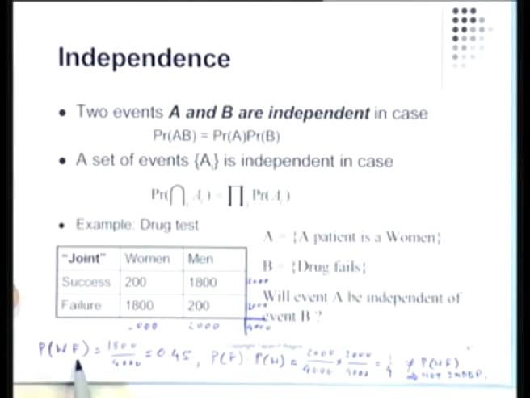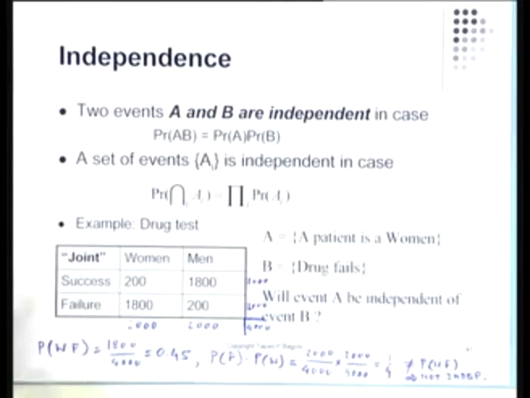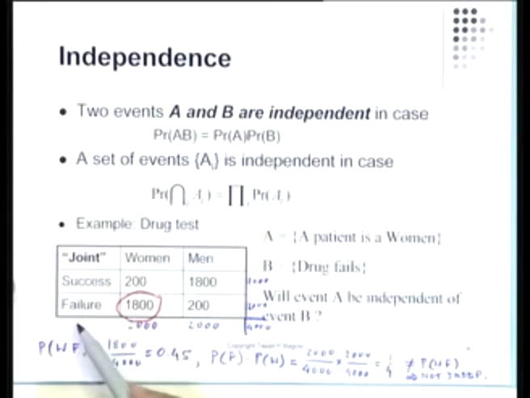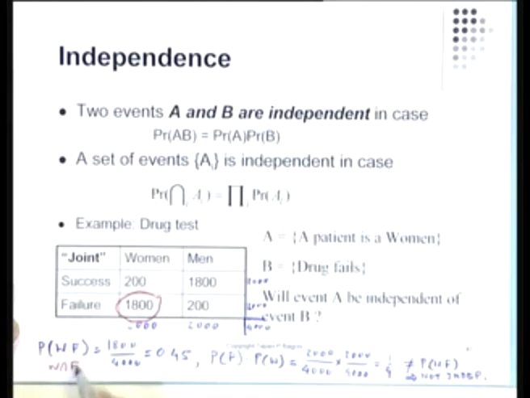Now let's take a look at this quantity here, which is the joint probability of women and the drug failing. I can find that by going to this joint probability table here. This is the count of the patient being a woman and the drug failing, that is 1800. So 1800 divided by 4000, which is the total number, turns out to be 0.45. That is the probability that I had women tested and the drug failed. This is women and failure.